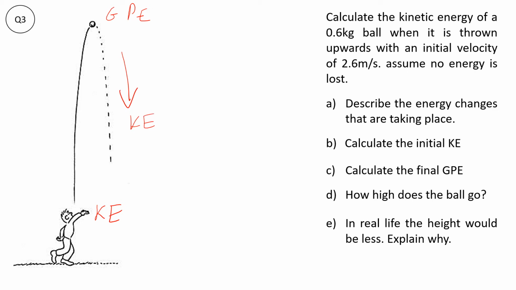Part B says calculate the initial KE. Let's do that. KE equals a half mv squared. So that's a half times 0.6 times 2.6 squared. So I'm going to quickly use my calculator. 0.5 times 0.6 times 2.6 squared, and that gives me an answer of 2.028 joules.